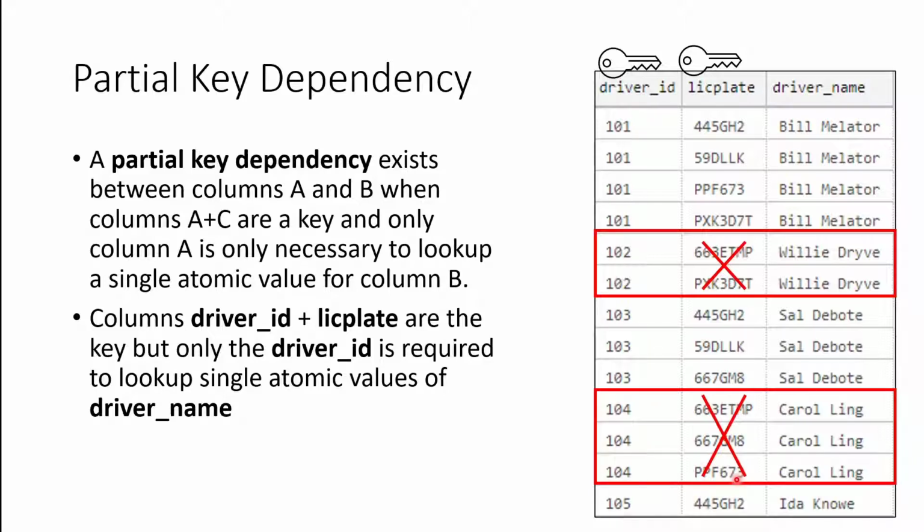Okay. You only have to worry about partial dependencies when you have a key with 2 or 3 columns in it. And then the other column is obviously a non-key value.